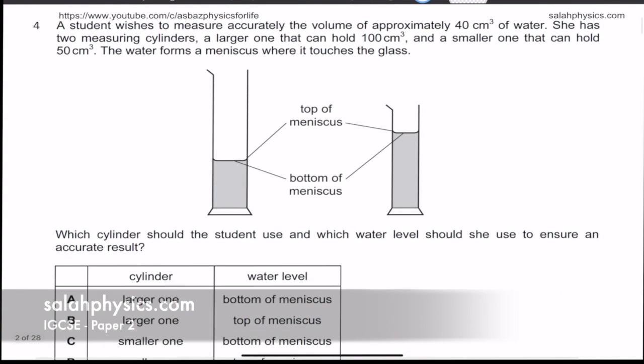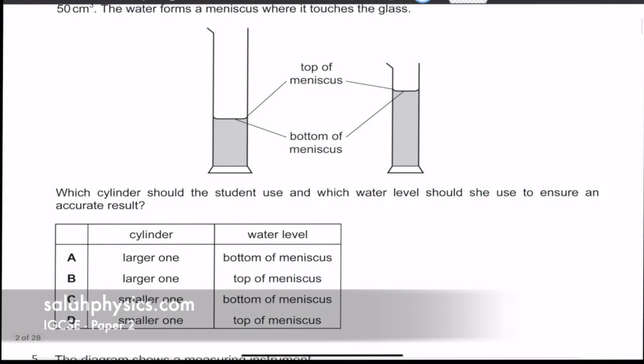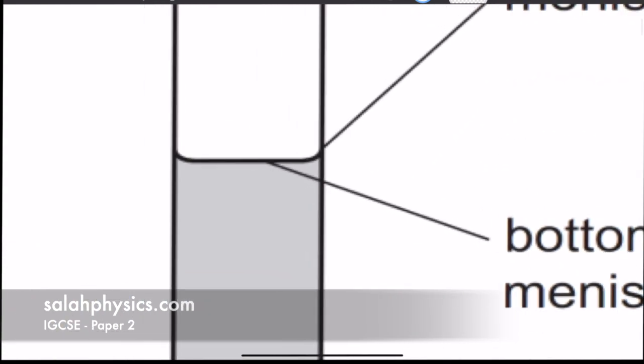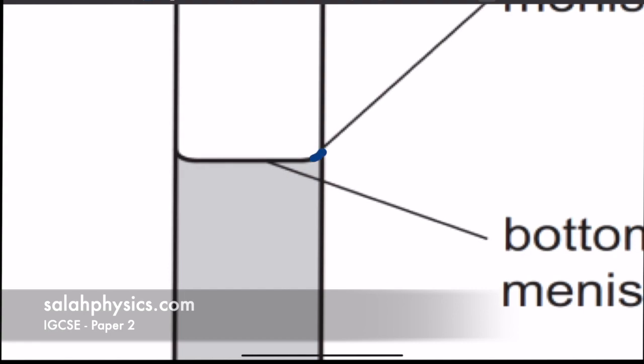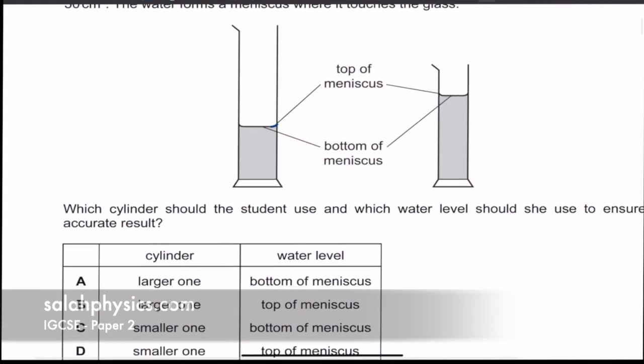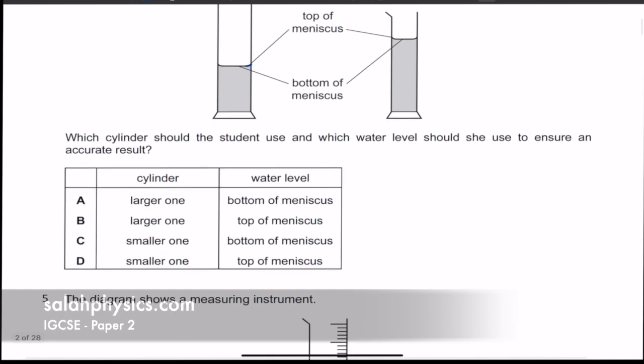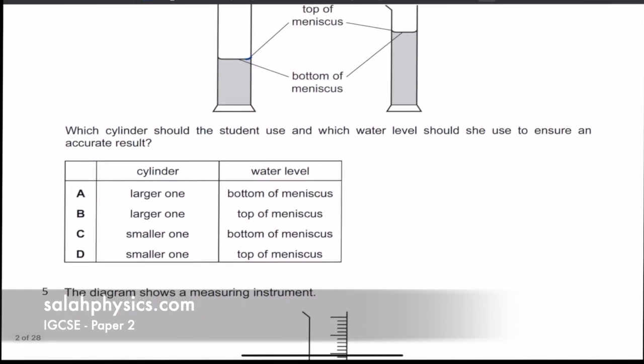In question 4, a student wishes to measure accurately the volume of approximately 40 centimeter cube of water. She has 2 measuring cylinders, as you see here, a large one that can hold 100 centimeter cube and a smaller one that can hold 50 centimeter cube. The water forms a meniscus where it touches the glass. So this is what we mean by meniscus. This curvy part here, this is what we call meniscus. Which cylinder should the student use, and which water level should he use to ensure an accurate result?